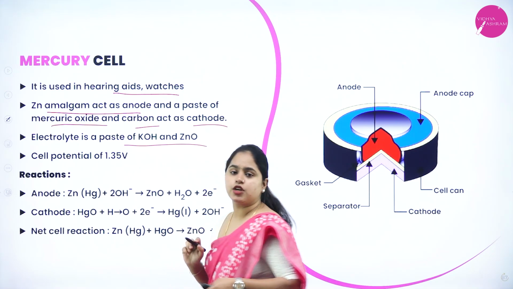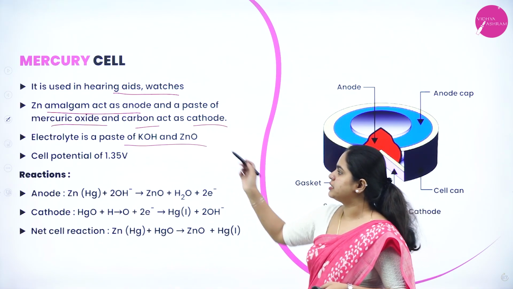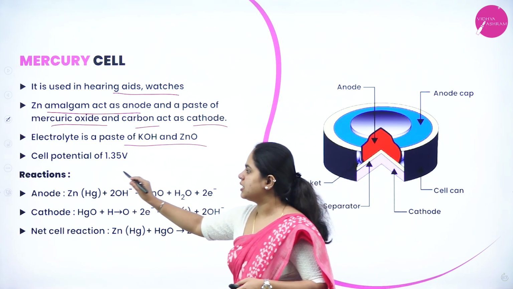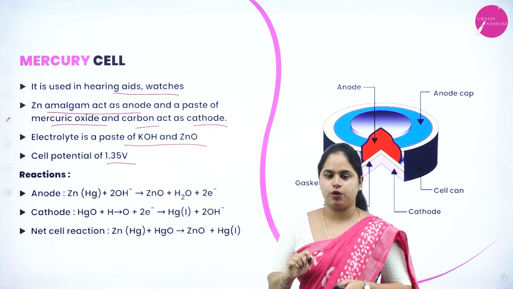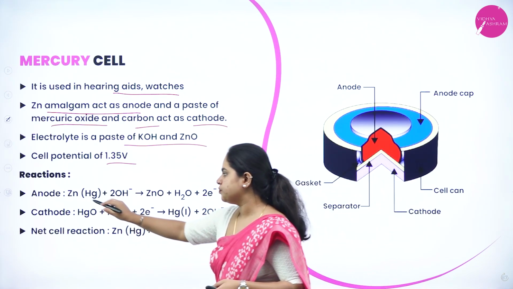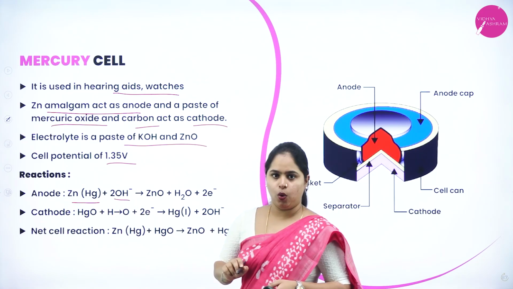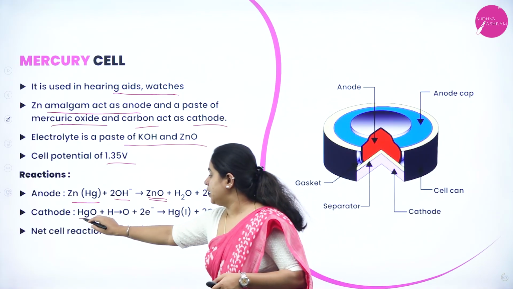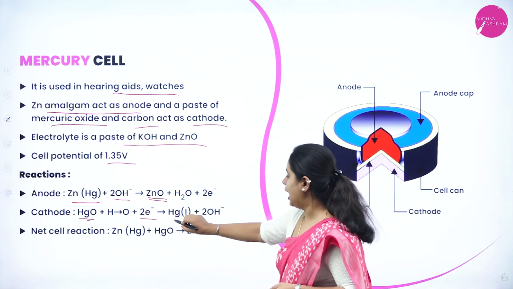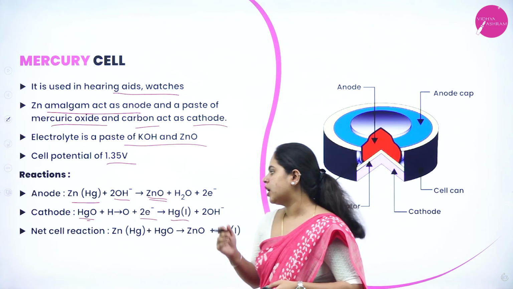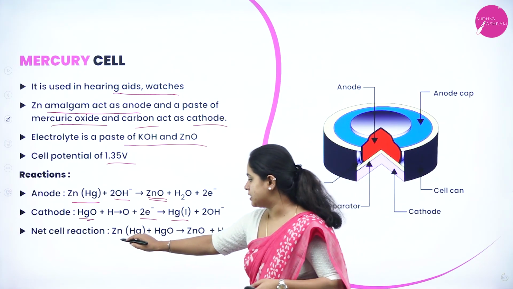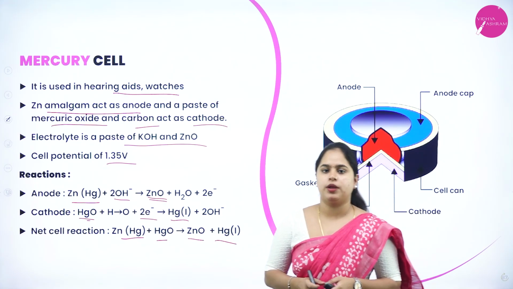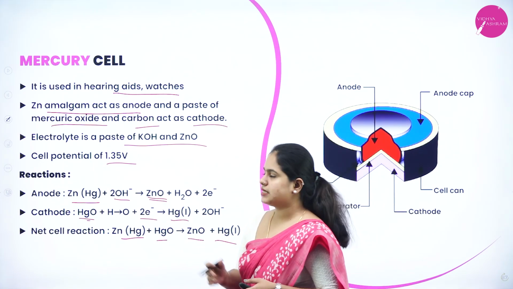The electrolyte used is a paste of potassium hydroxide and zinc oxide. The cell potential is 1.35 volt. Now let's see the reactions. At the anode, the zinc amalgam accepts 2 OH- ions and forms zinc oxide. At the cathode, mercuric oxide accepts 2 electrons and gets reduced to mercury, Hg. So the net cell reaction is zinc amalgam and mercuric oxide forming zinc oxide and mercury. This is the reaction taking place in the mercury cell.